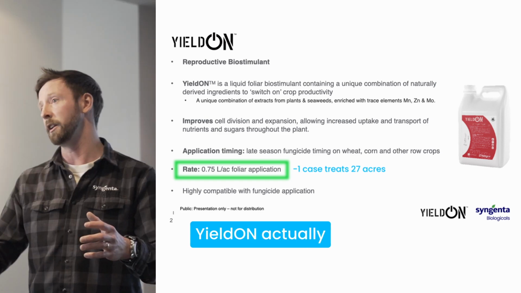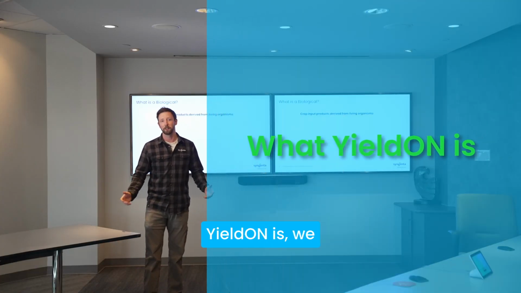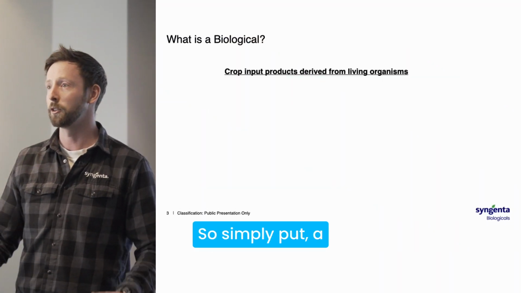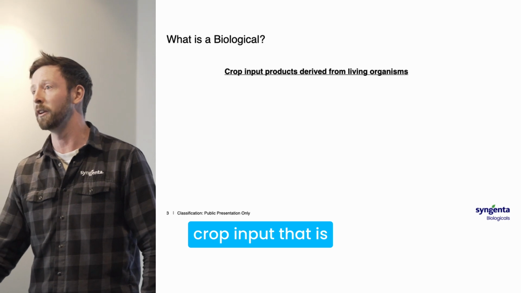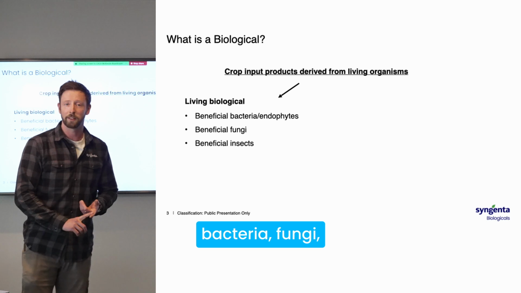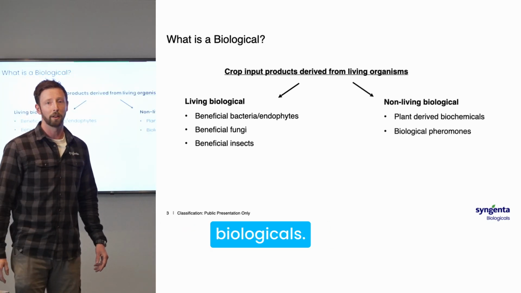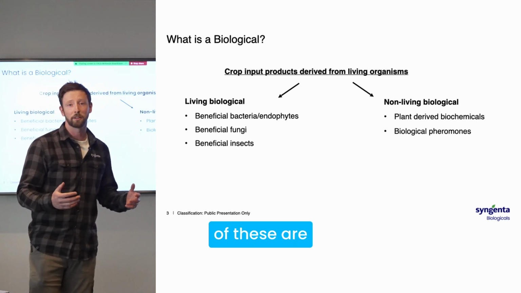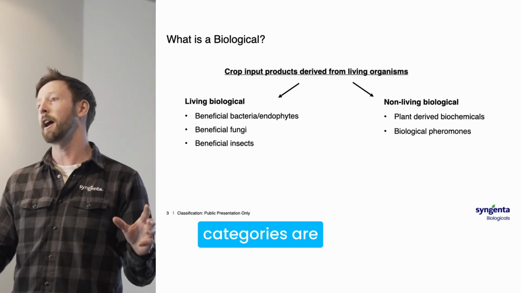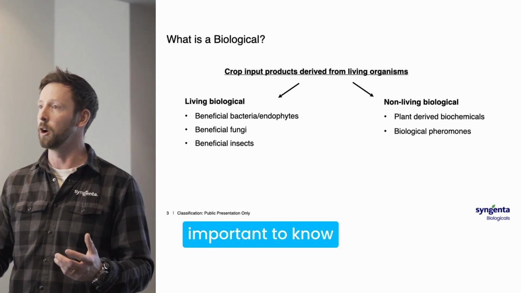And we're going to talk about what YieldOn actually does in a crop. Let's talk about what YieldOn is. And in order to talk about what YieldOn is, we first need to define how it fits into this framework of biologicals. So simply put, a biological is a crop input that is derived from a living source. And we can have living biologicals, things like beneficial bacteria, fungi, endophytes, beneficial insects, but we can also have non-living biologicals. And the most common of these are plant-derived biochemicals. You can also have biological pheromones. These two categories are different and they have different application and handling requirements. And so it's important to know what you're working with.